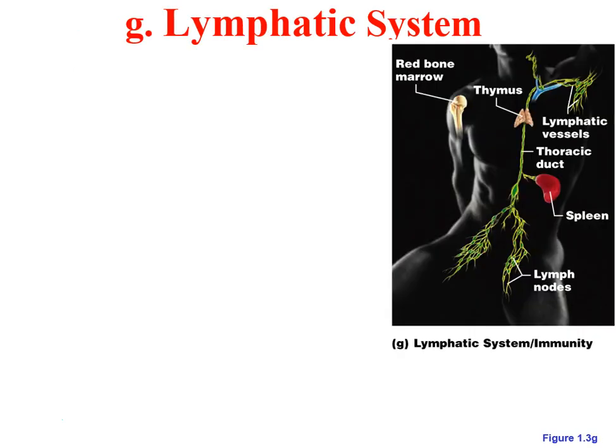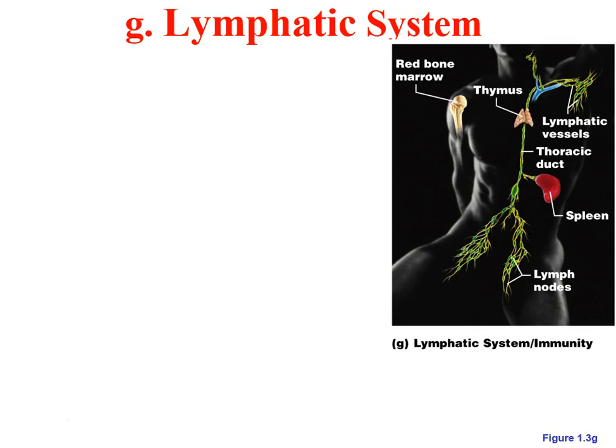Another system you'll study in A&P2 is the lymphatic system. Sometimes we call the lymphatic system immunity or the immune system, but the lymphatic system has other functions as well as providing immunity for the body. It's a little confusing to say immune system because you're leaving out other functions like draining interstitial fluid and transporting fats.